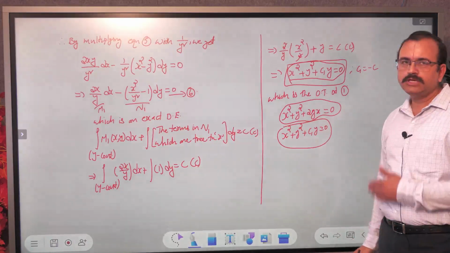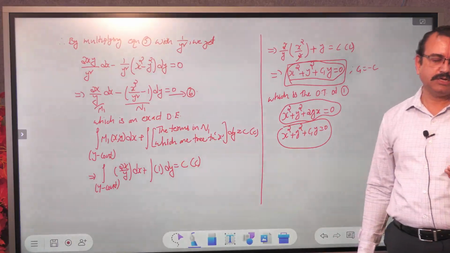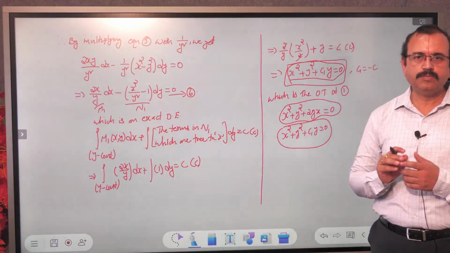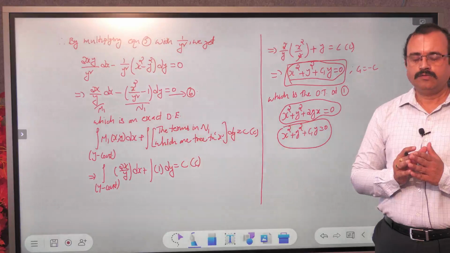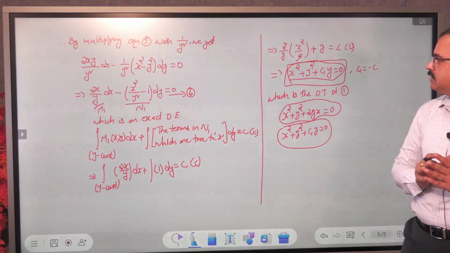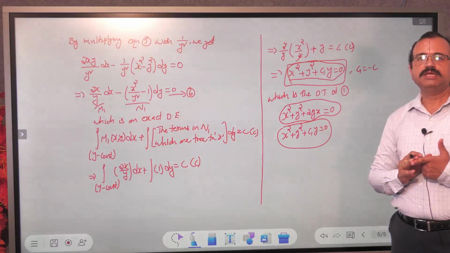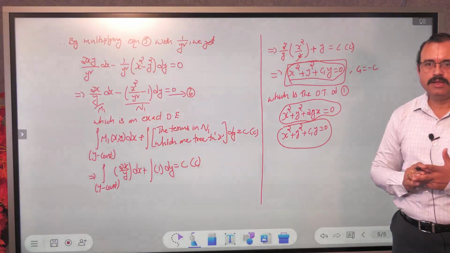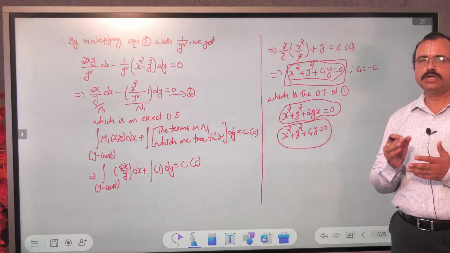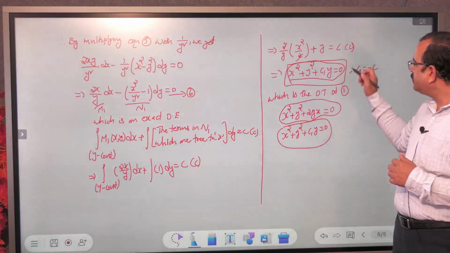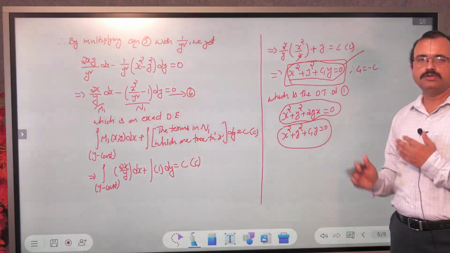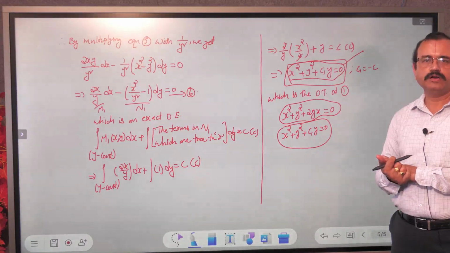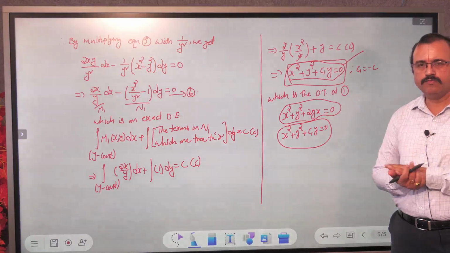So like this we can find the orthogonal trajectory of a given family in 3 steps. Once again let me tell you, in step 1 we have to form the differential equation of the given family. In step 2 we have to replace dy by dx with minus dx by dy, and in step 3 we have to solve that new differential equation, and then finally we will get the orthogonal trajectory of the given family. So like this very easily we can find the orthogonal trajectories of the given family.